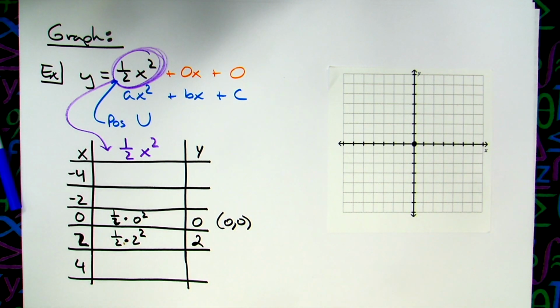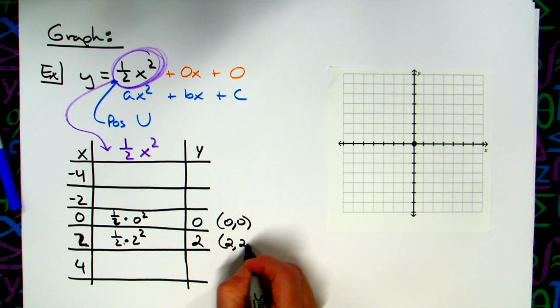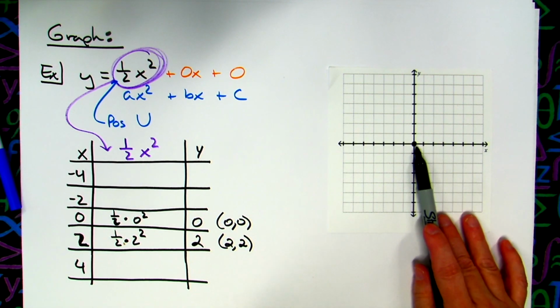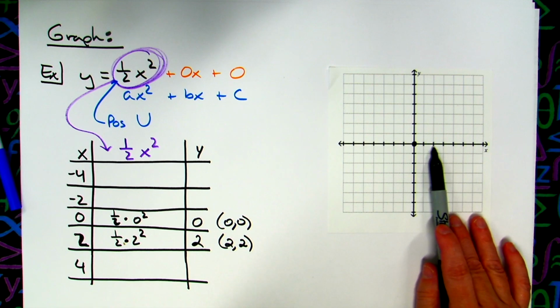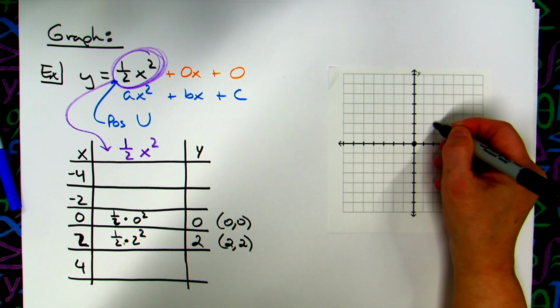Half of it. Okay, so again, I take this number as my x coordinate. I take this number as my y coordinate. So that gives me (2, 2). Alright, so I'm going to plot that point. When I come over here, I'm going to go 2 to the right because that's the x coordinate. I'm going to go 2 up, and that's my y coordinate.